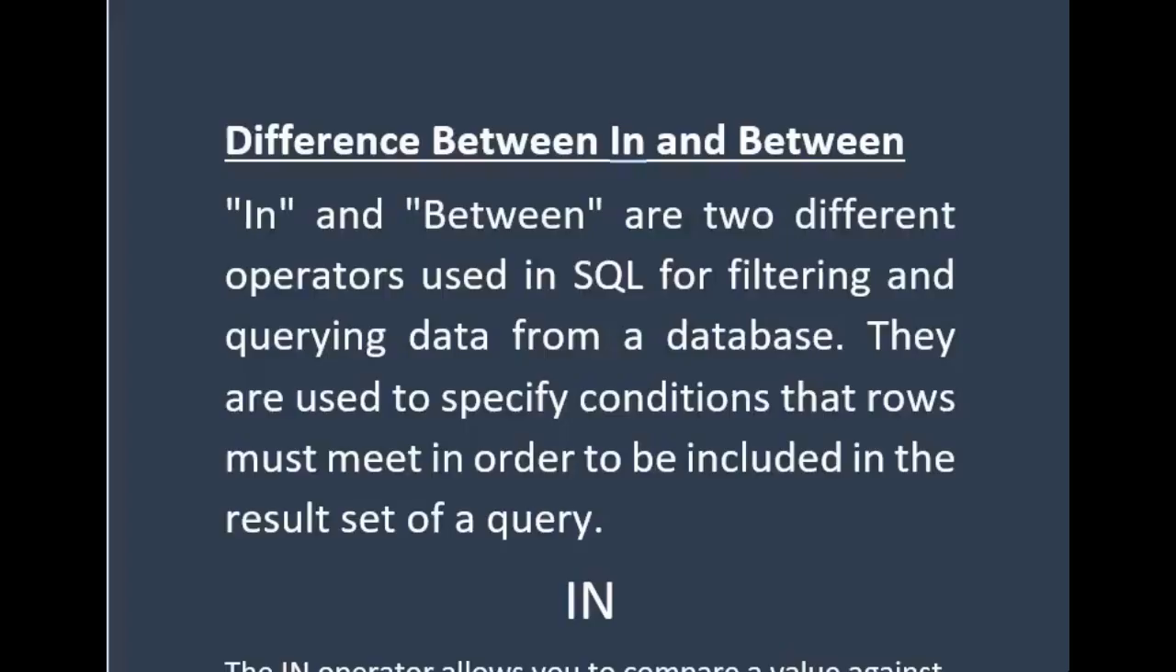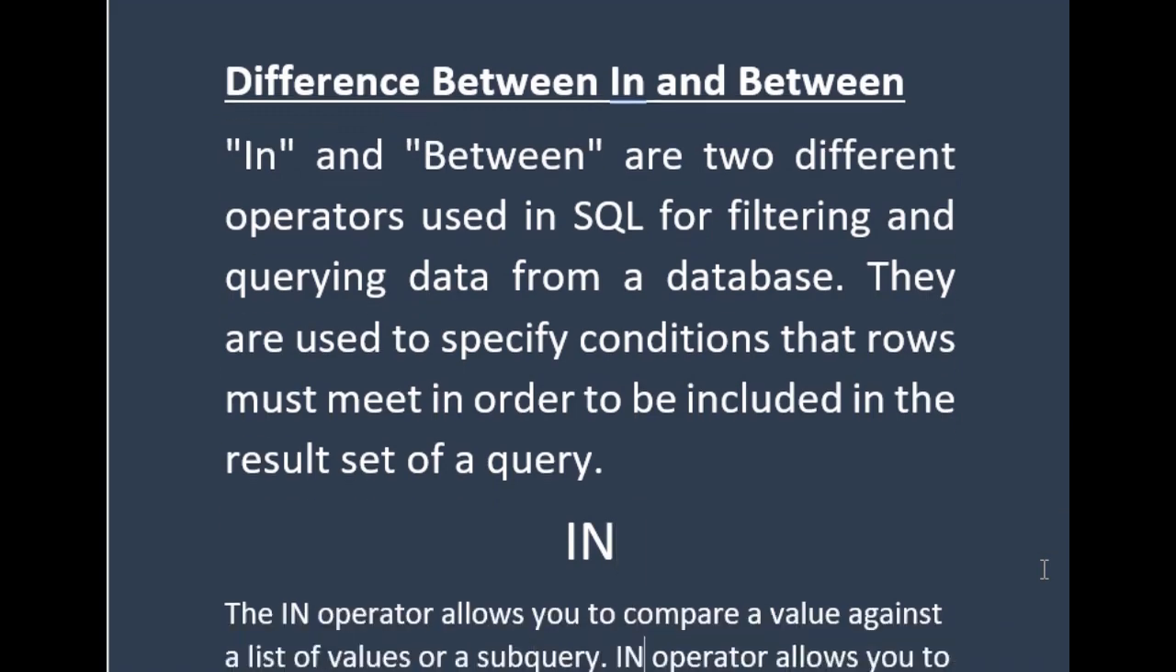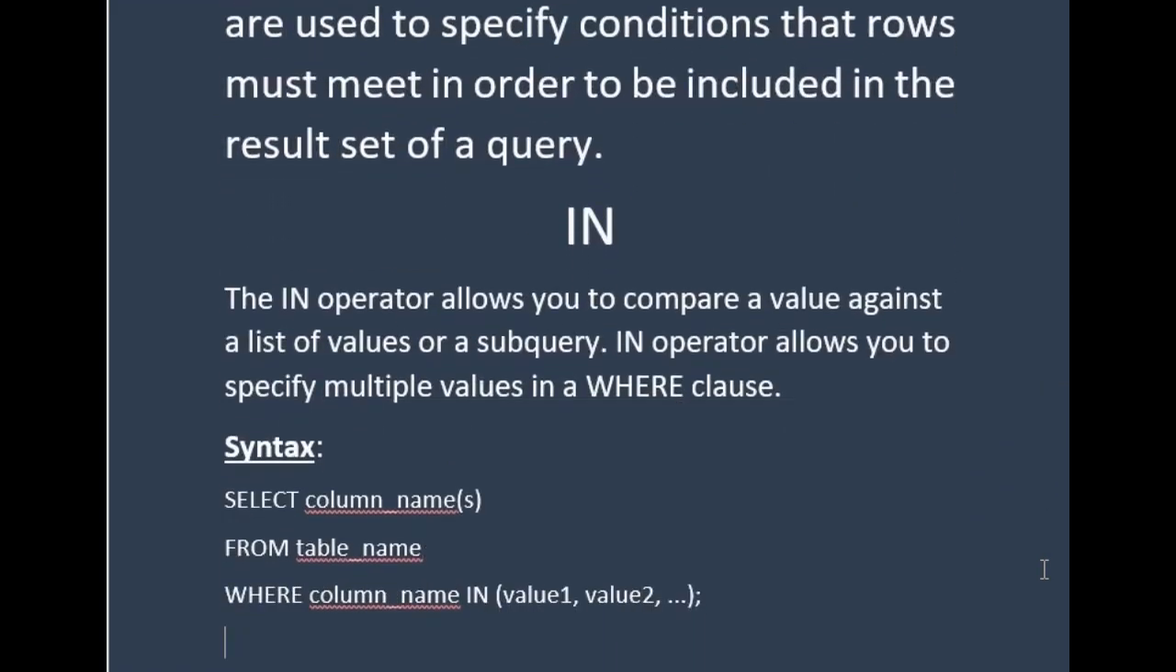So let's start. IN and BETWEEN are two different operators used in SQL for filtering and querying data from a database. We use the IN and BETWEEN operators for filtering our records. They are used to specify conditions that rows must meet in order to be included in the result set of a query.